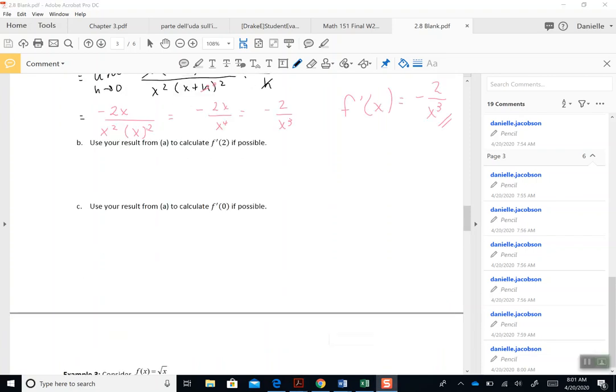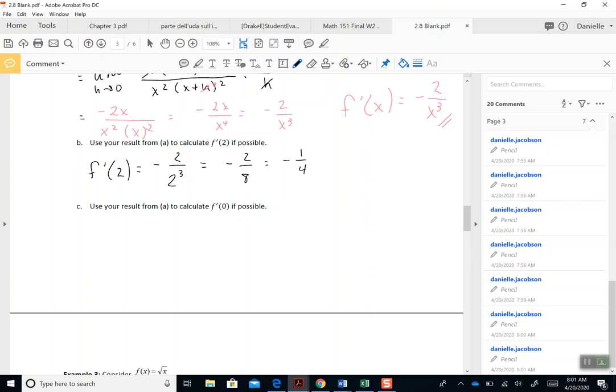Next part of this says use your result from A to calculate f prime of 2, if possible. Well, this is really nice. We have the equation for f prime, which means we don't have to go through all that algebra. We can simply plug 2 into f prime of x. Therefore, f prime of 2 is equal to negative 2 over 2 cubed, which is negative 2 over 8, and that is equivalent to negative 1/4. So what this means in words is that the derivative at x equals 2 is equivalent to negative 1/4. It's defined, it's there, we're good.